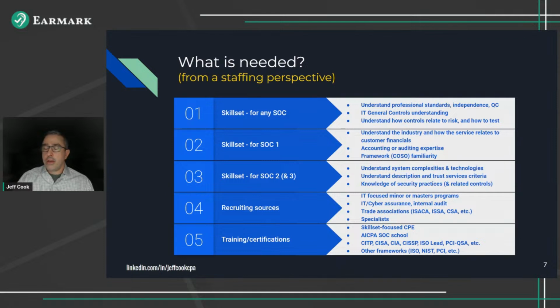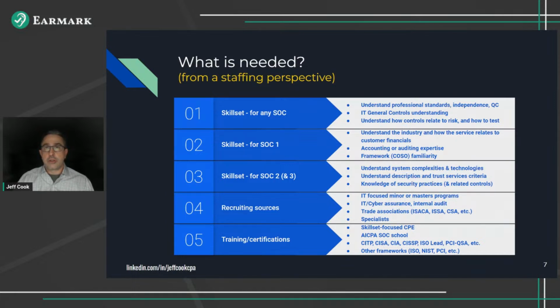And then finally, training and certifications. If training staff is the route that you think is going to be the best way to go, make sure you have the right CPE for them that focuses on the skill sets they need. The AICPA SOC school, I've taught that before. That's a great way to get people up to date on what goes on in SOC. It's a 2-day intensive. I've taught it, again, very good way to do it.